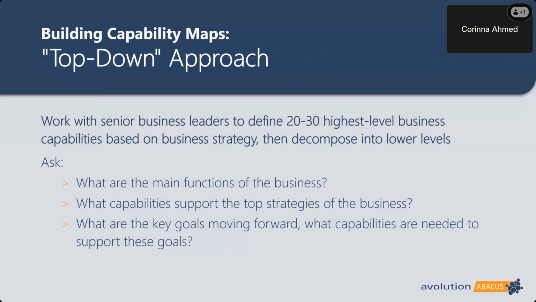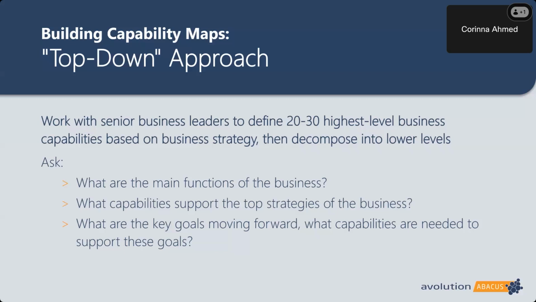When we take the top-down approach to business capability maps, we are starting with how executives view and understand the business. And this approach tends to be a bit more strategy forward. So we're generally going to be talking with senior business leaders and defining 20 to 30 of the highest level business capabilities, which are going to be tied very closely to business strategy. We can then take that information and further decompose it into lower levels.